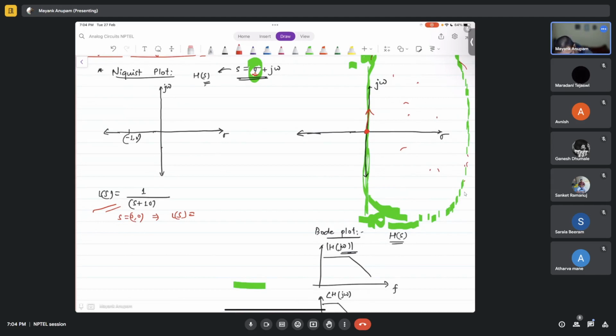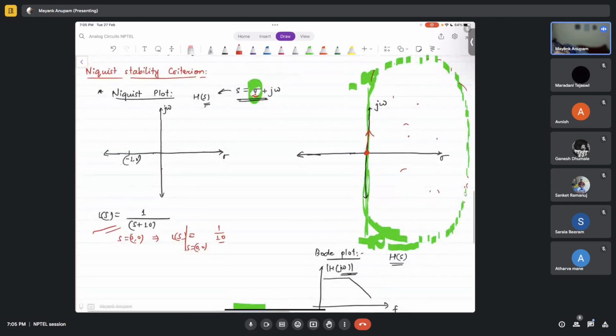Yeah, guys, what will be the value? Come on, what will be the value of L of s? 0.1. Yeah, so 1 over 10, right? 0.1. So it will be somewhere like this. It is a purely real value, so it will be at this point, 1 over 10.